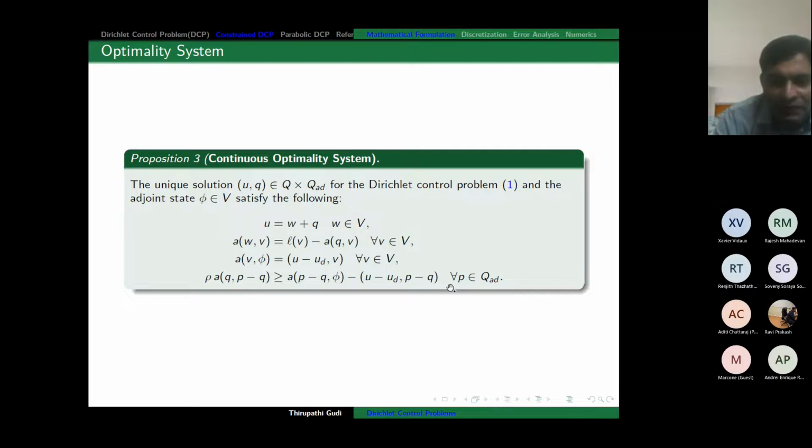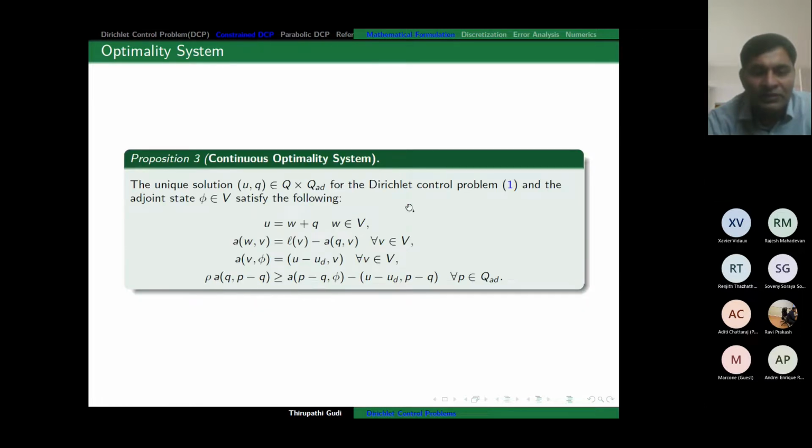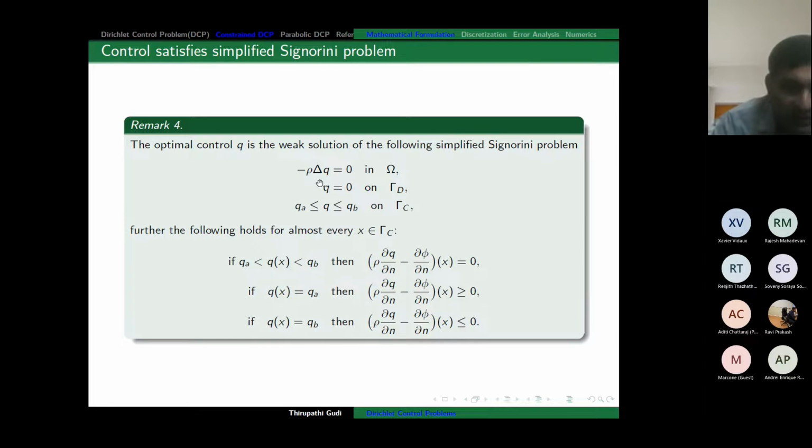So qa and qb, we assume that qa is negative and qb is positive. So we can take the functions with a 0 trace and do some arguments to show that this q solves this Poisson equation. The Laplacian of q is 0, and it is imposed in the space. q is 0 on Gamma D, and q has constraints on Gamma C.